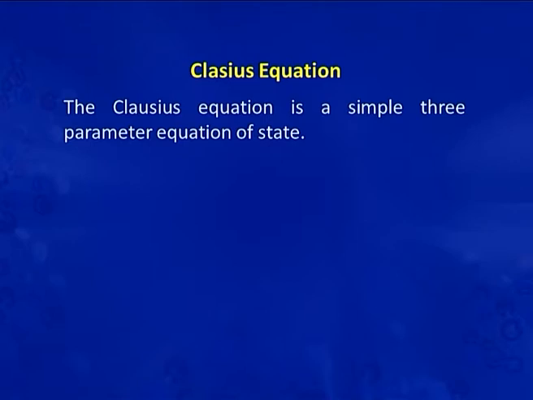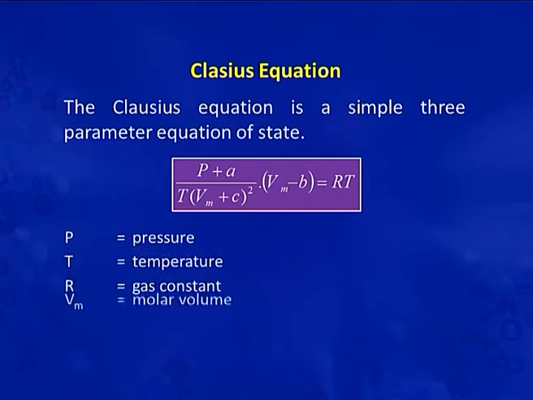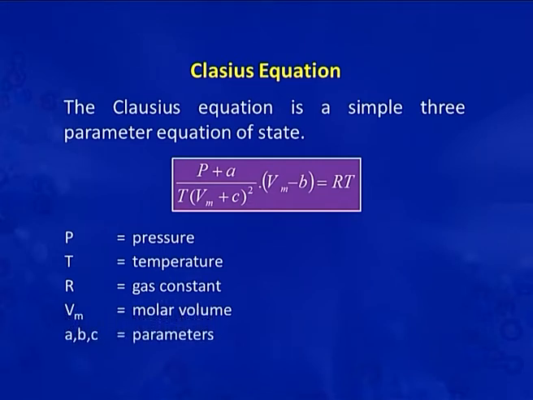Next equation is the Clausius equation. This equation is a simple 3 parameter equation of state. It is (P + a/(T(Vm + c)²))(Vm − b) = RT. P stands for pressure, T stands for temperature here, R is the gas constant, Vm is molar volume and a, b, c are parameters. The relation between Clausius parameters and critical constants.